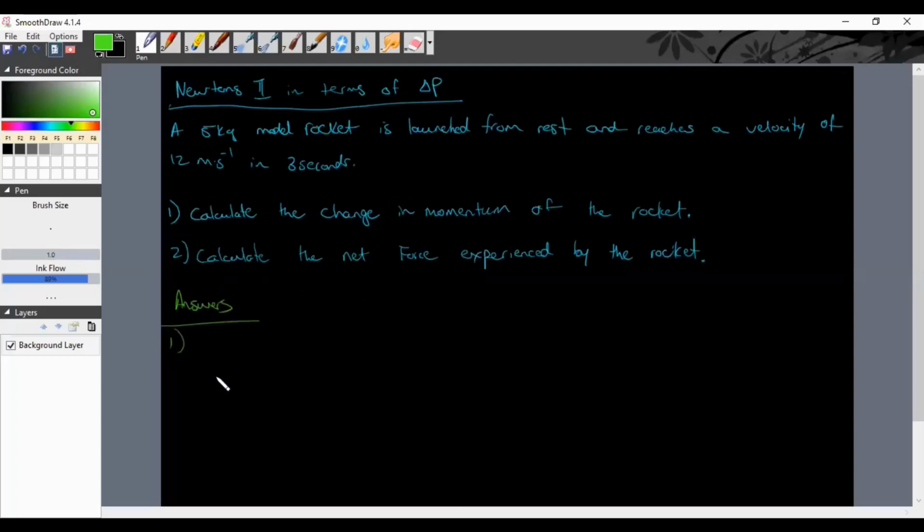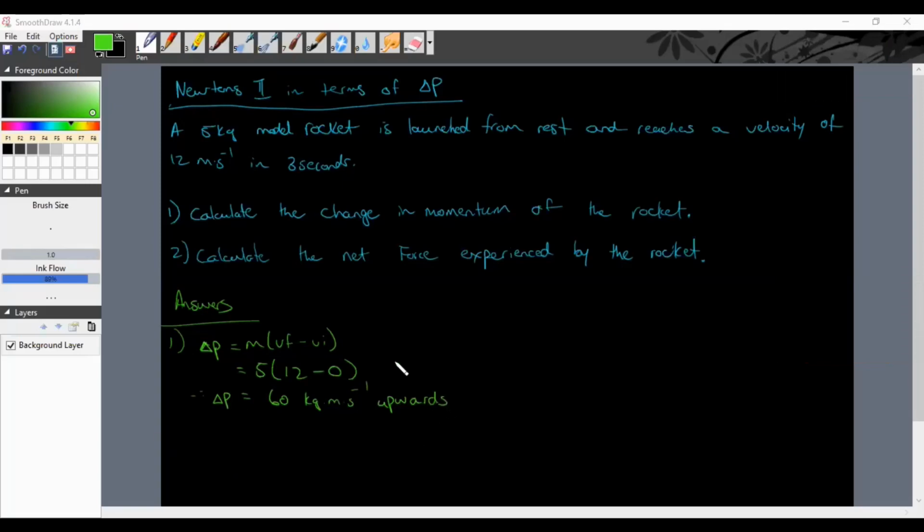Okay, so number one. Obviously we know the change in momentum is given by delta P is equal to m(vf minus vi). They said that the rocket was launched from rest, and then reaches a velocity of 12 meters per second in 3 seconds. It's 5 kilograms, so mass 5, vf 12, vi 0, with a minus sign in between. Therefore, the change in momentum should be 60 kilogram meters per second upwards. Pretty basic.